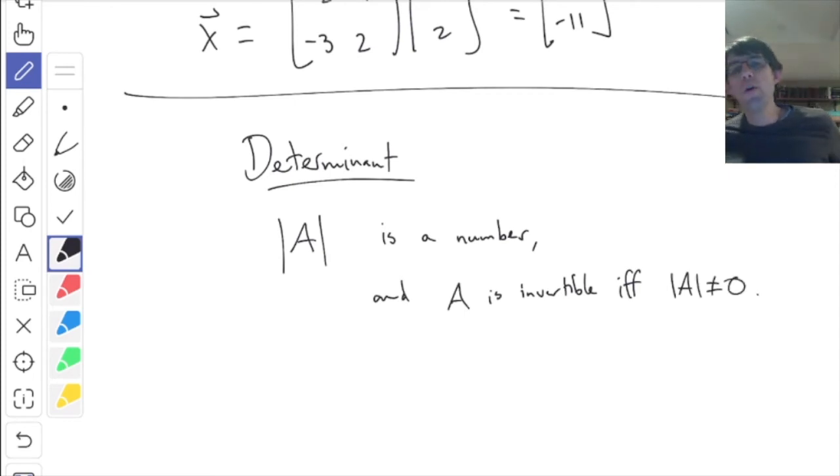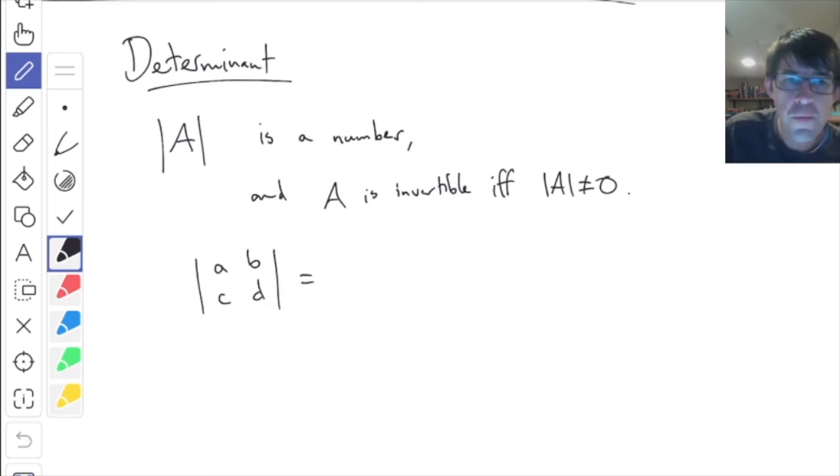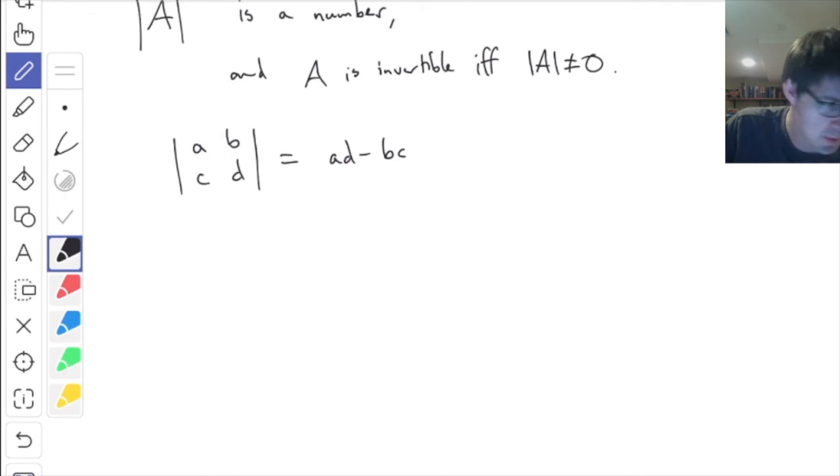So if you want to know if a matrix is invertible, this is one way to do it, by finding its determinant. Here's how you find the determinant of a 2 by 2 matrix. There's just a formula that you need to memorize, I suppose. It's simple enough. It is AD minus BC. This is the determinant of a 2 by 2. And for a larger matrix, you have to do a complicated procedure, which we call expansion of the cofactors.